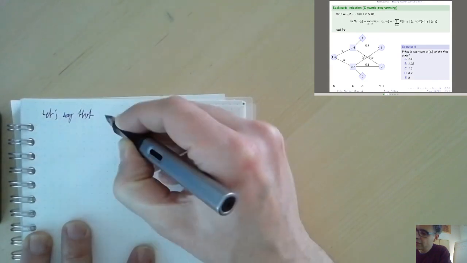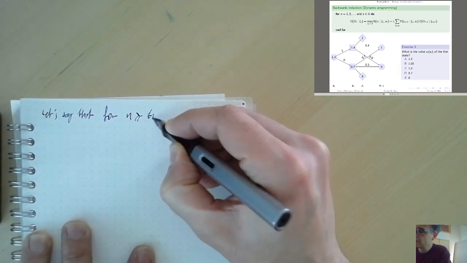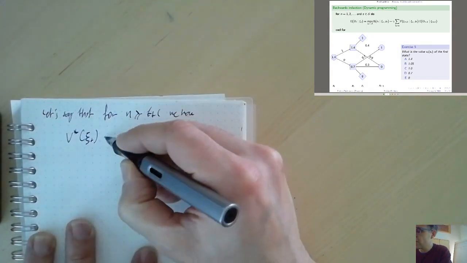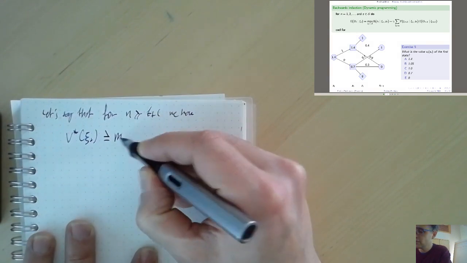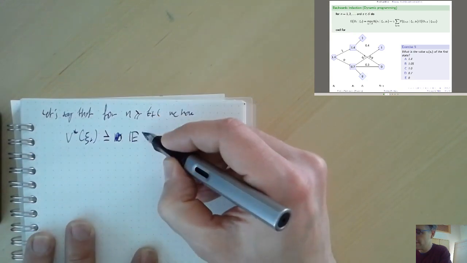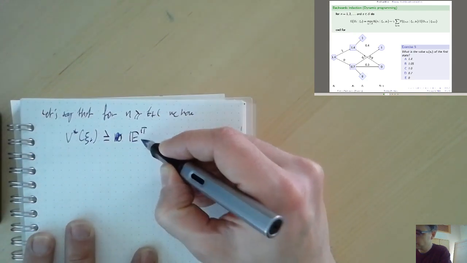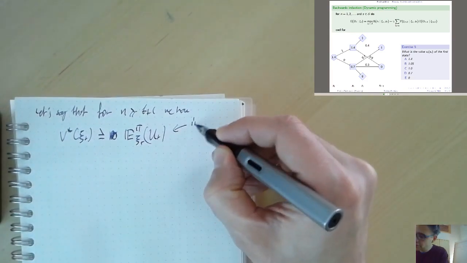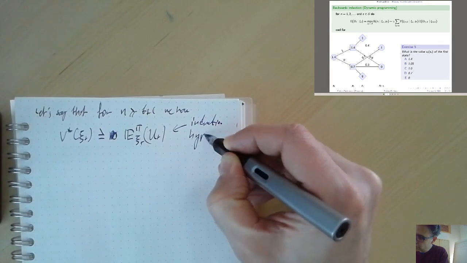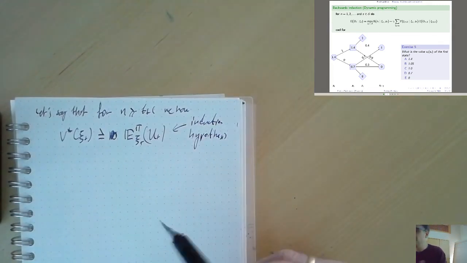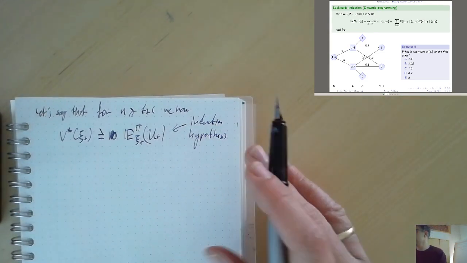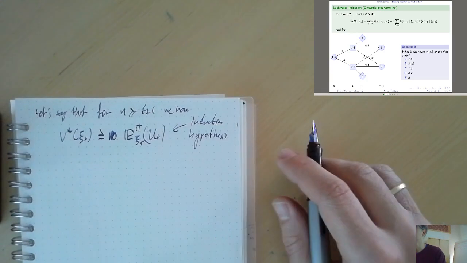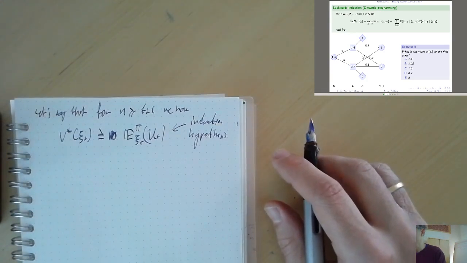that for n greater than or equal to t plus 1, we have that v star xt is actually greater than or equal to the expected value of any policy. Okay, so that's the induction hypothesis, right? Let's say that this holds already. We know it holds already for the last step, right? So let's say it holds for all steps from t plus 1 to capital T. But you are not using n anymore. You said, let's say for n greater than t plus 1, we have. So it should be n here, yeah.